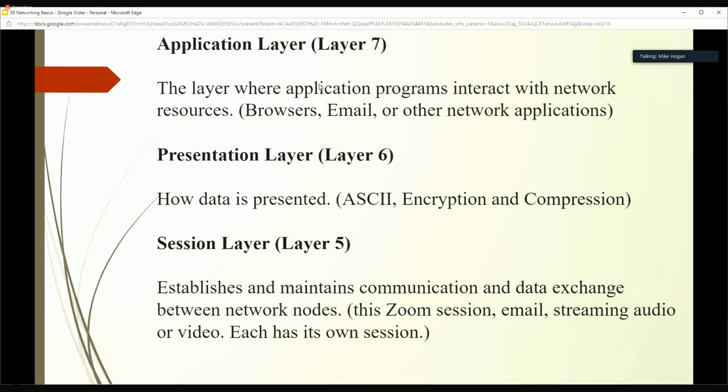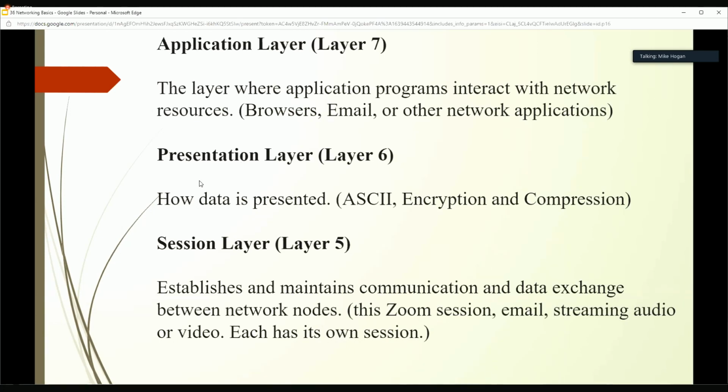So that top layer, the application layer, right? That's the layer that is the closest to the end user. That's the layer you are connected to as you are on your laptop. The layer where application programs interact with the network resources, your browsers, email, other network applications. That's layer seven. Whatever you do in terms of your input into the device causes this network process of encapsulation to begin, right?